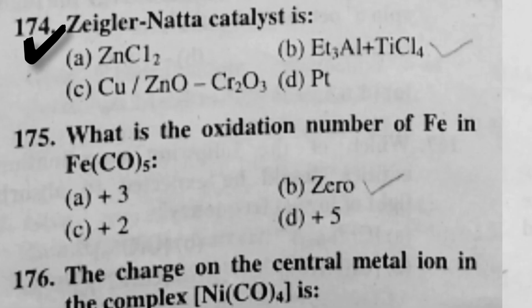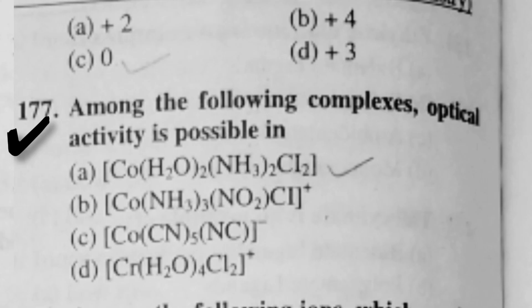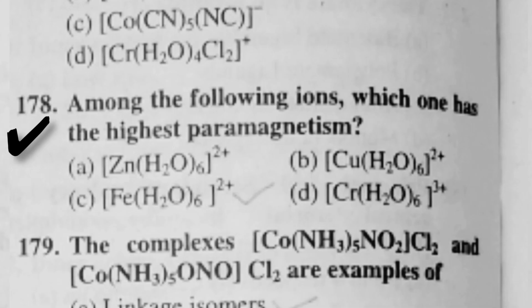Ziegler-Natta catalyst is option B is right. What is the oxidation number of Fe in Fe(CO)5? Option B is right. The charge on the central metal ion in the complex is option C is right. Among the following complexes, optical activity is possible in option A is right. Among the following ions, which one has the highest paramagnetism?